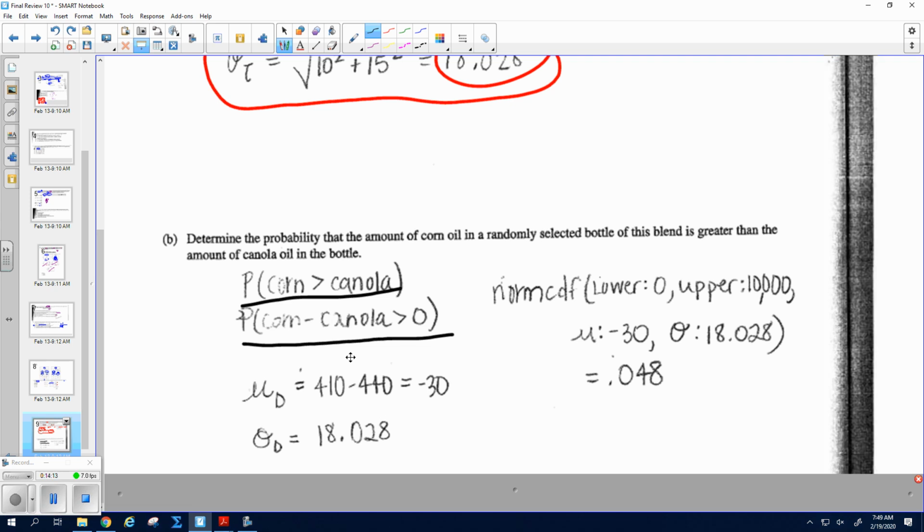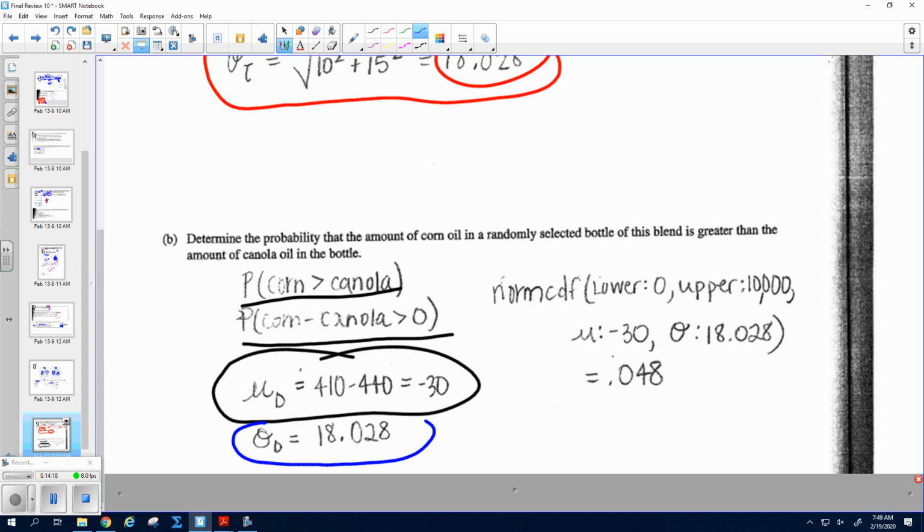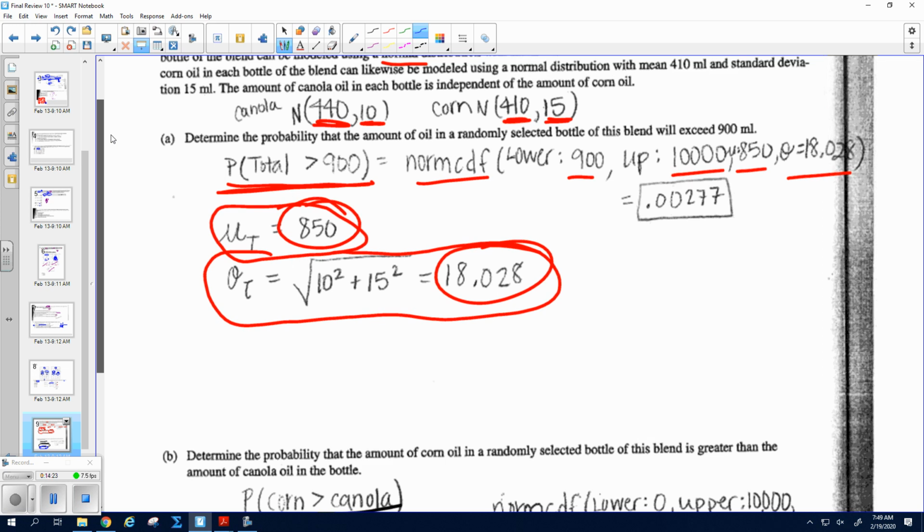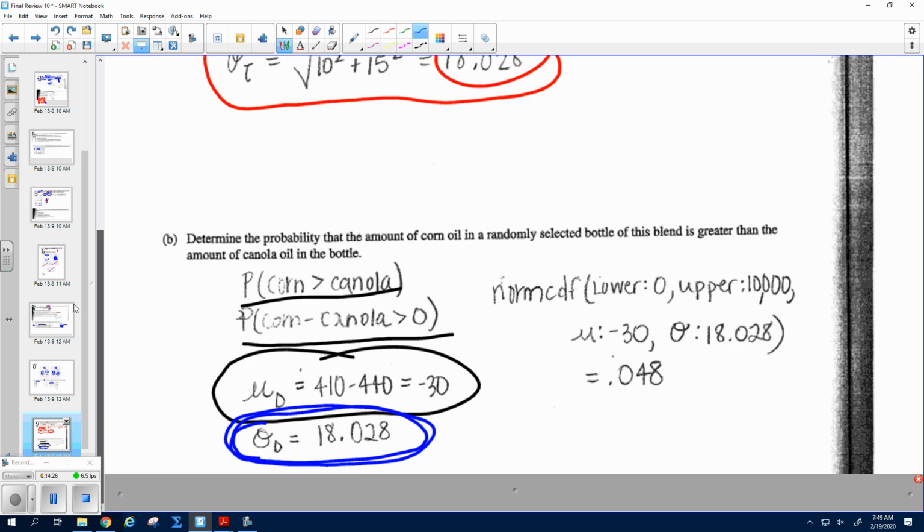Our standard deviation, you guys, stays the same. Even when you subtract, you have to add the standard deviations. So if I were to do the formula again, I still would do the square root of 10 squared plus 15 squared and get that 18.028. Then we can do normalcdf, and I just want a number greater than 0. So 0 up to a big number, mean of negative 30, standard deviation of 18.028, and we get 0.048. So there's like a 5% chance that you're going to have more corn than canola in the blend.